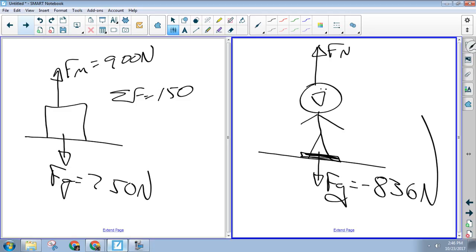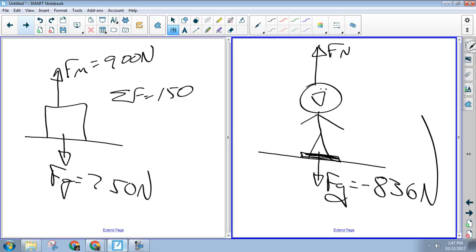When are you going to feel lighter? When is the reading on the scale going to go down? When the acceleration is negative, which happens twice. When you get to the top floor and stop moving up, because your body's still moving up and the elevator's slowing down underneath you. Or when you start going down, because the elevator's kind of dropping out from under your feet a little bit. Does that make sense? Questions on that?